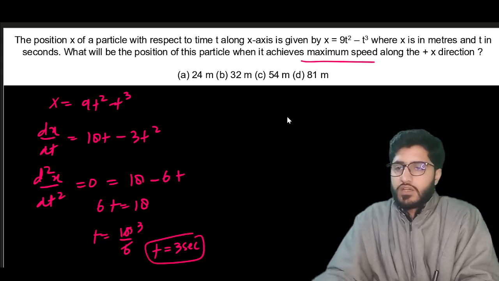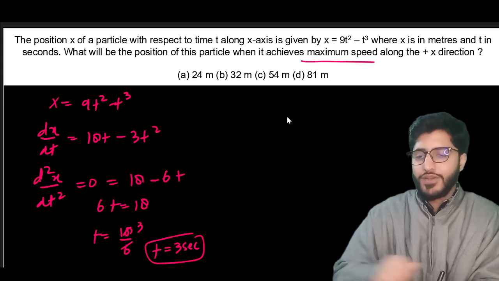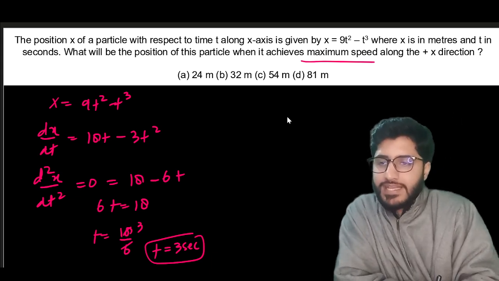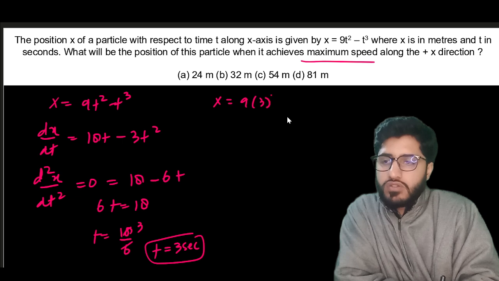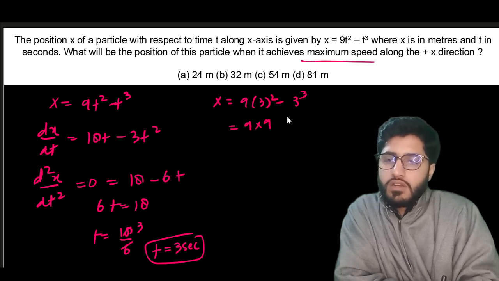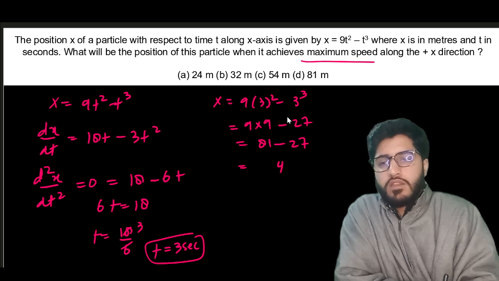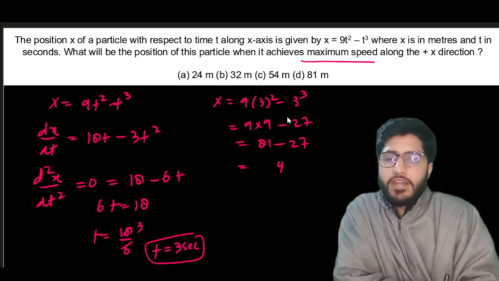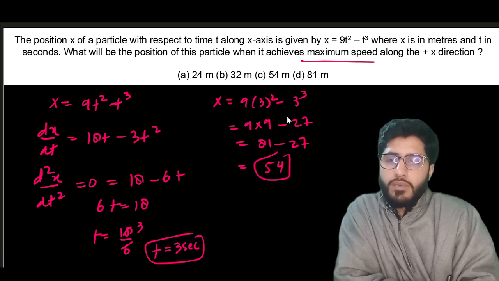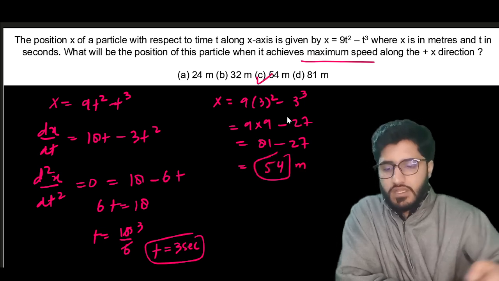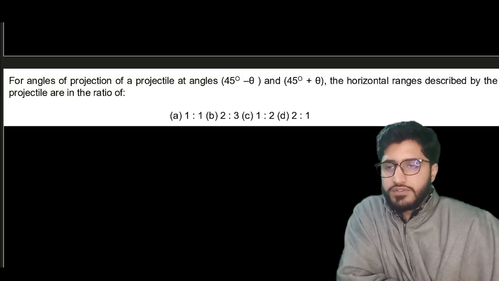So what do I need to get? I need to get its position. So x came out to be 9 into 3 square minus 3 cube, 9 into 9 is 81, minus 27, so 54. So my answer is 54 meters, right? My answer is 54 meters.